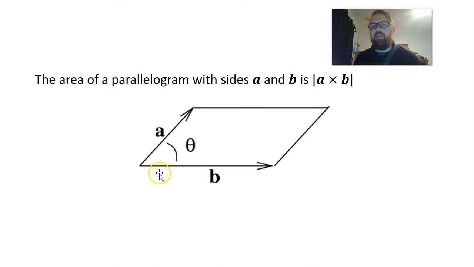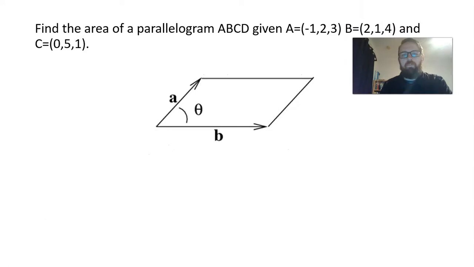A parallelogram has parallel opposite sides, so it kind of looks like a leaning rectangle. If we've got a parallelogram with sides A and B, we need to take the cross product and work out the length of that vector, and that will give us the area.